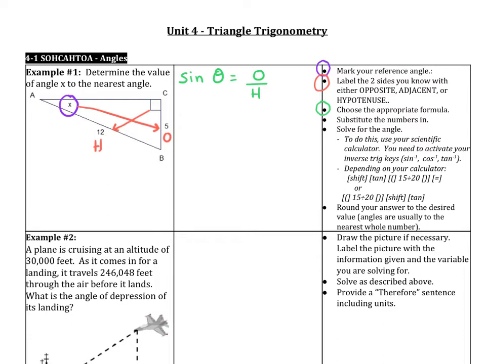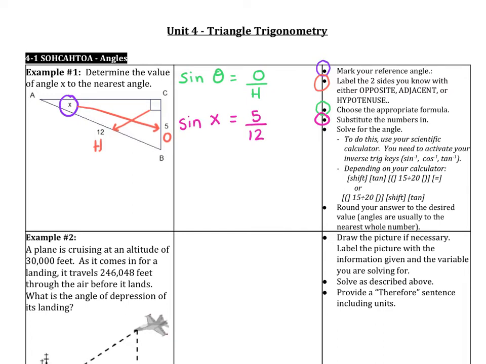Now the next step is to substitute the numbers in. So in this step, instead of theta, the angle is actually called x, so we're going to substitute x in for theta. The opposite side is 5, the hypotenuse is 12. Make sure you line up your equal signs. So it's going to read: sine x equals, the opposite side is 5, and the hypotenuse is 12. That's the substitution.